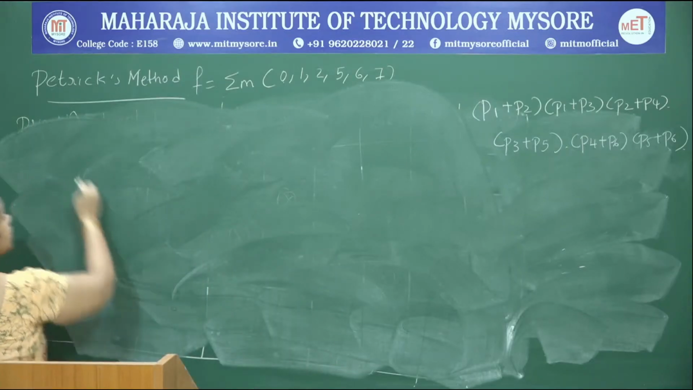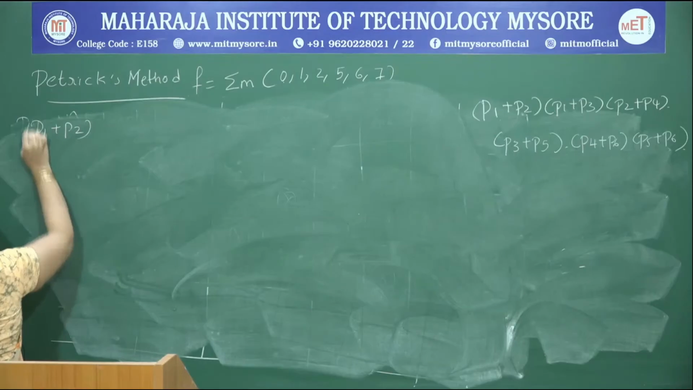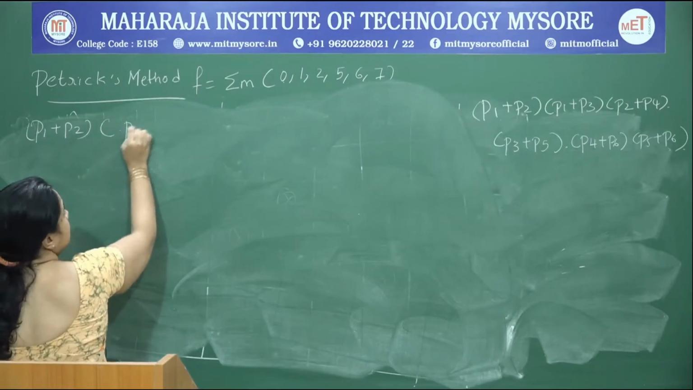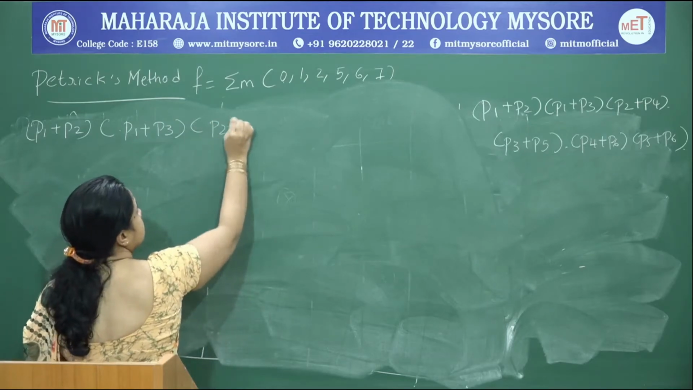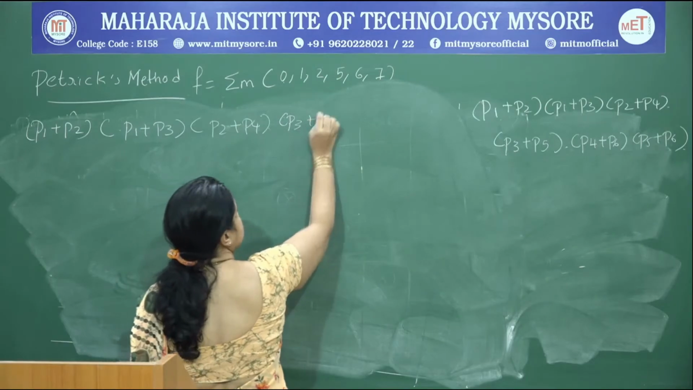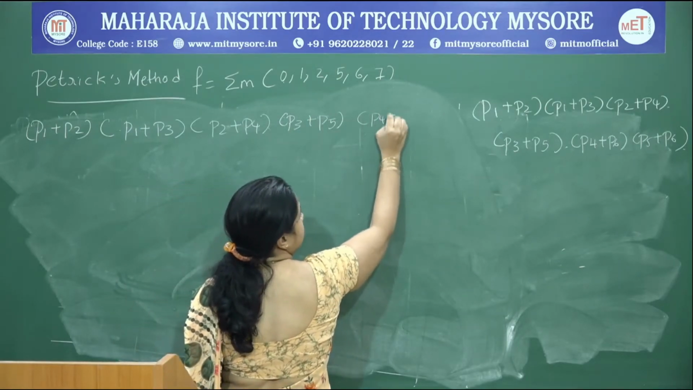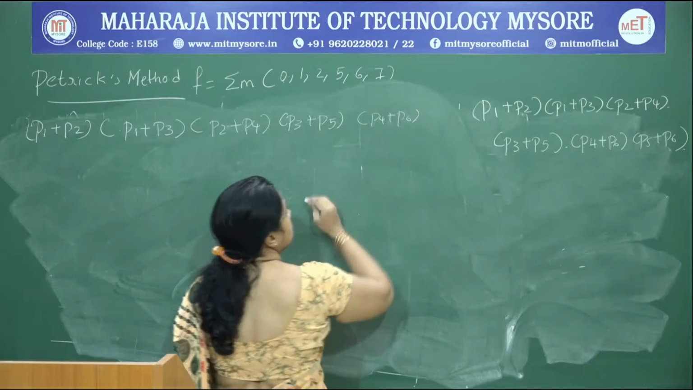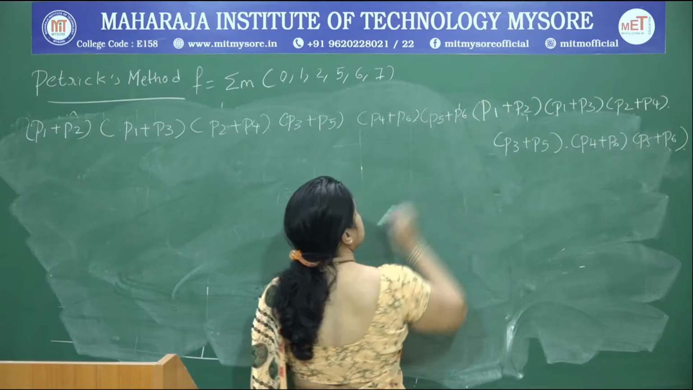So we will rewrite the expression here. So we have (P1 + P2)(P1 + P3)(P2 + P4)(P3 + P5)(P4 + P6)(P5 + P6).